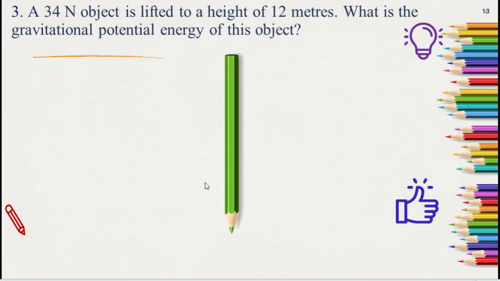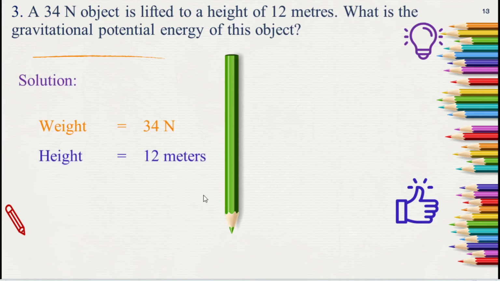Students, now we are going to discuss the third question. Here they have given a 34 Newton object lifted to a height of 12 meters. What is the gravitational potential energy of this object? Here I am going to write what is given in the question. Weight is given as 34 Newton, then height is given as 12 meters. What do you have to find out? The gravitational potential energy.